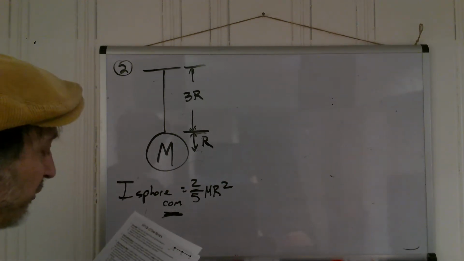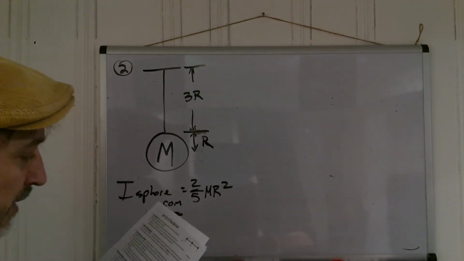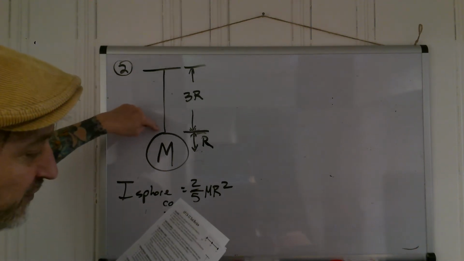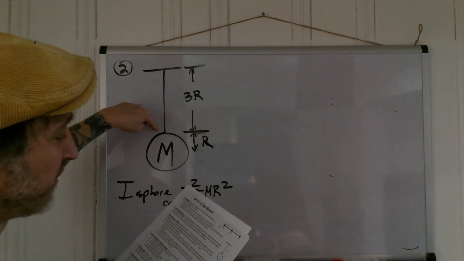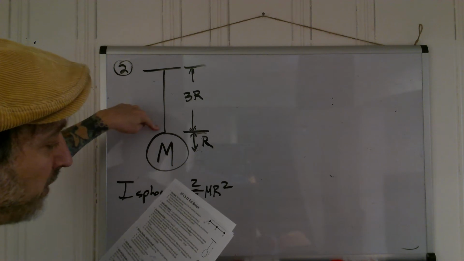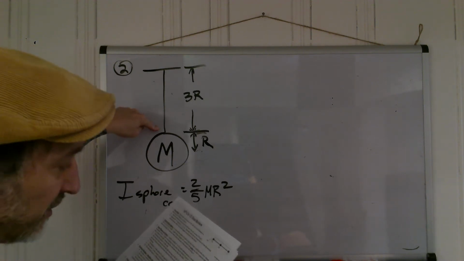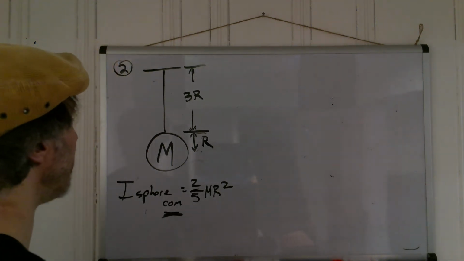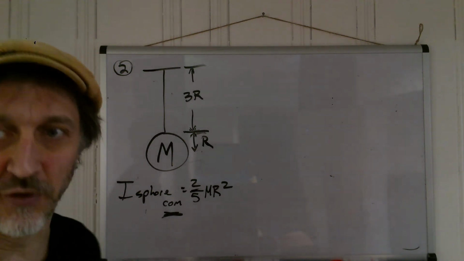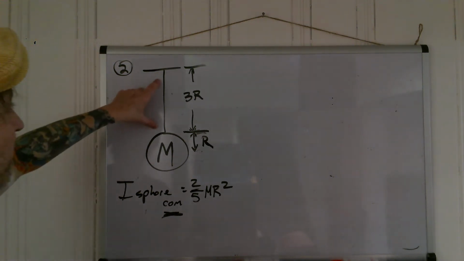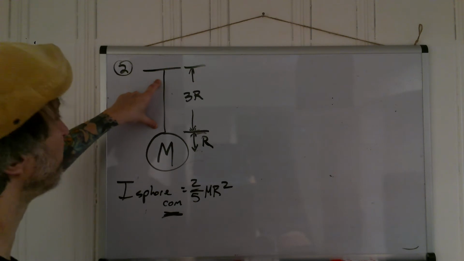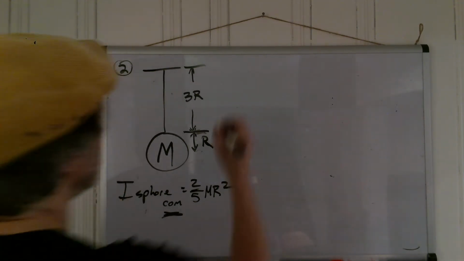And then it says a light string of length 3r is attached to the surface, and it's used to suspend the sphere from the ceiling. Its rotational inertia about the point of attachment to the ceiling is... So we're trying to find that. Okay? So this is really just the parallel axis theorem. The string itself doesn't have any rotational inertia because it doesn't have any mass. So really, it's just this.